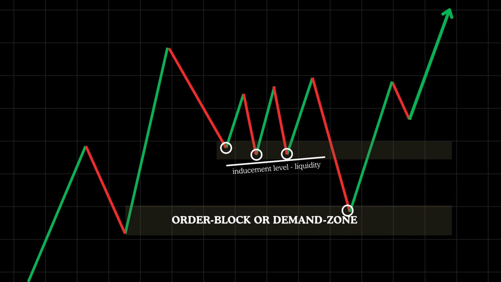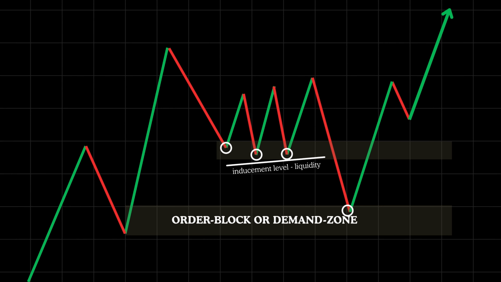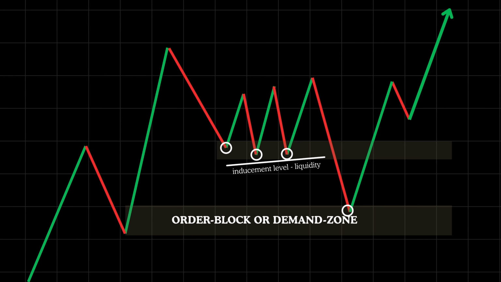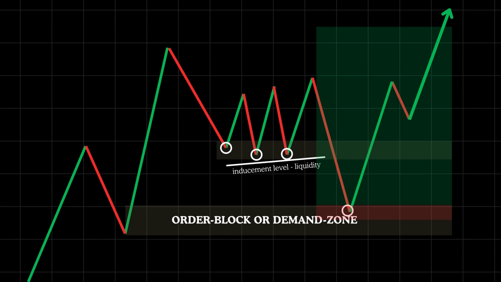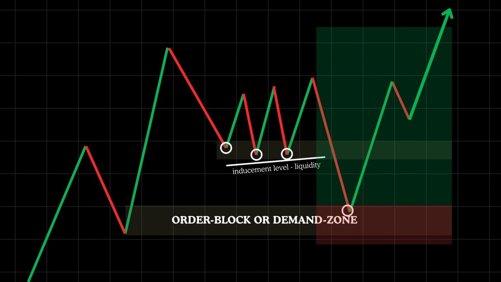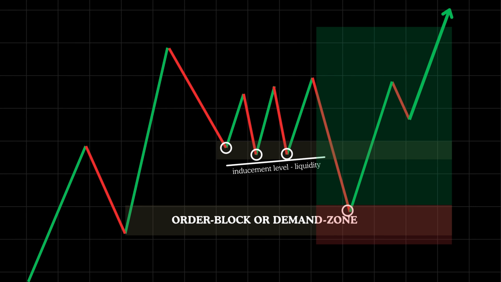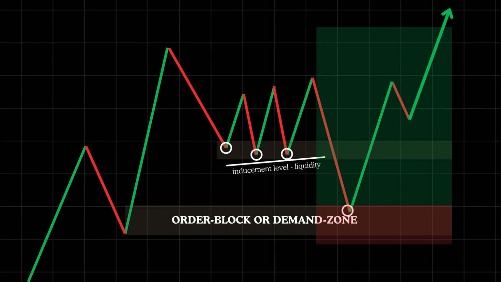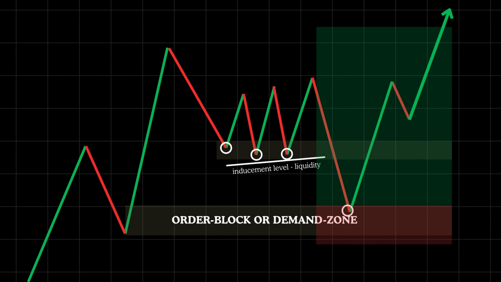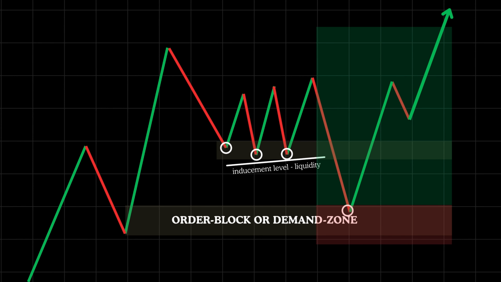Instead of buying at the inducement level like most retail traders, we wait for price to drop into the actual order block. We set a buy limit within the major order block, making sure we only enter if price reaches the genuine demand zone. And here's the best part. If price never touches that level, we stay out. No forced trades, no unnecessary risk, no chasing.